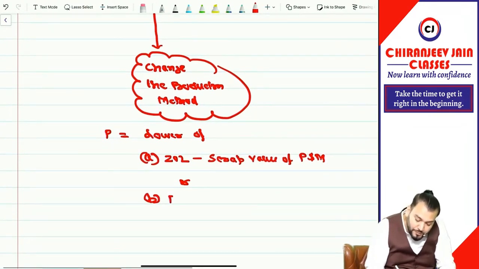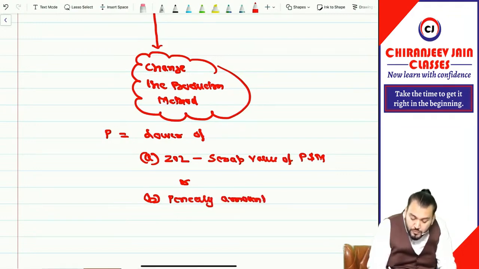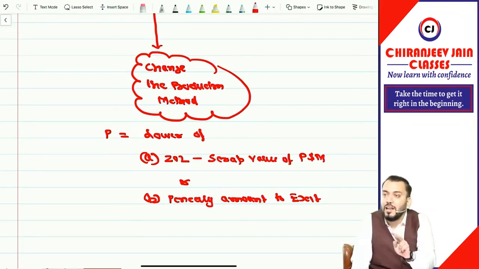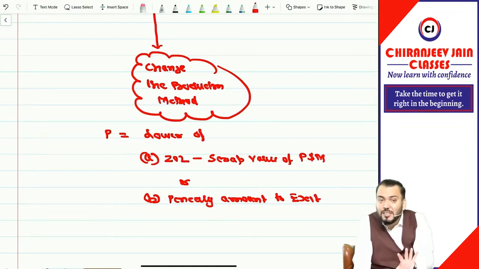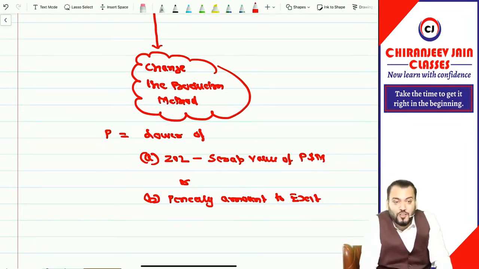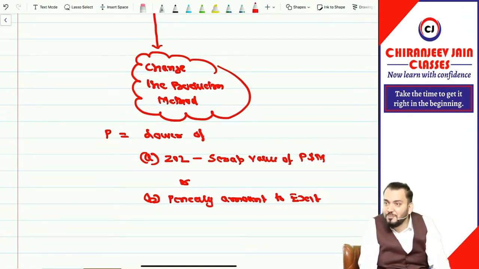Or any penalty amount payable to exit from the contract. Suppose under the contract it is written that if you pay 2 lakh you can exit from the contract, so you will pay 2 lakh, whichever is lower. This will be the amount of provision. The amount of provision will be equal to the unavoidable cost. Unavoidable cost will be the lower of what? These two amounts. Understood? Have you understood this point? Onerous contract, have you understood?